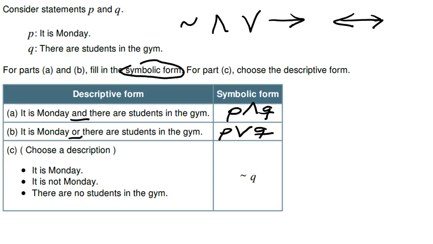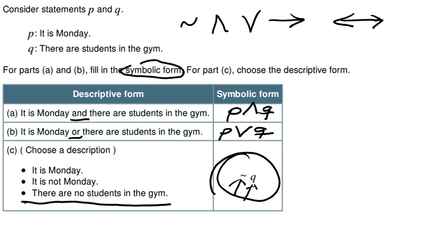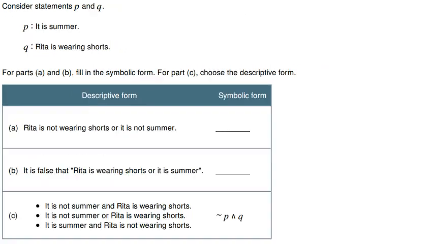Now for C, we're given the symbolic form and we want to interpret the symbolic form and put it back into its descriptive form. Well, this is the negation symbol, and we're negating Q, which stands for there are students in the gym. Well, the negation of students in the gym is there are no students in the gym. So this is the descriptive form of this symbolic form.